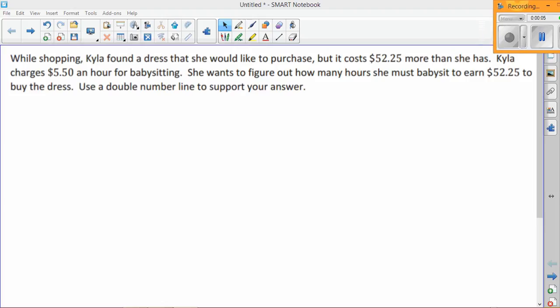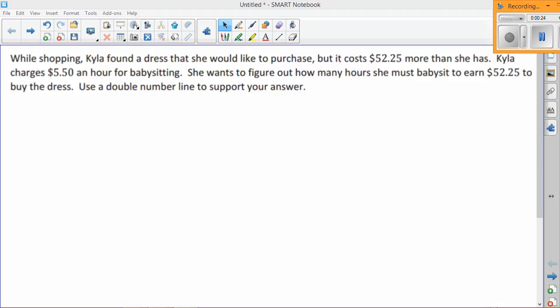All right, in lesson 12, we learn about double number line diagrams, and we talk about ratios as well. So I'm just going to do an example problem because I think it's the easiest way to introduce what a double number line diagram looks like.